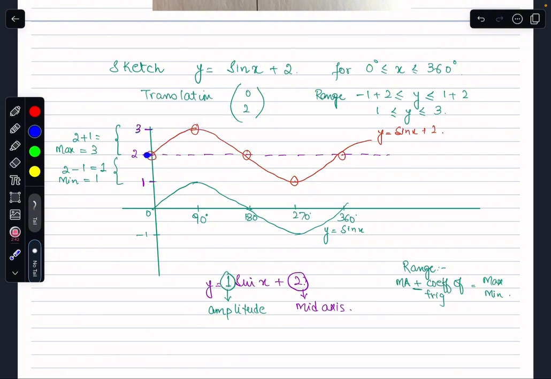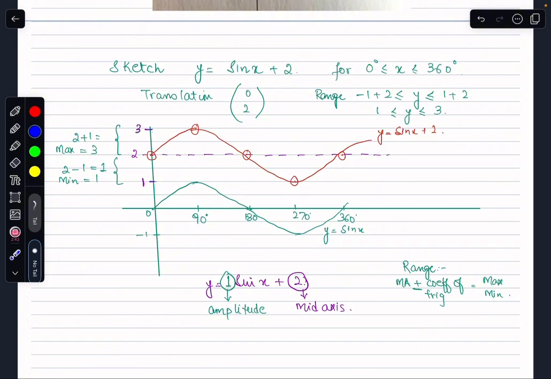Therefore, it means from the mid-axis, it should be 2 plus 1, giving us a 3. This is the maximum value. On the y-axis, 2 minus 1, giving us a 1, which is the minimum value on the y-axis. And we can see that the range by both the methods is the same, from 1 till 3 here. So this is how I shall be obtaining the graph over here.